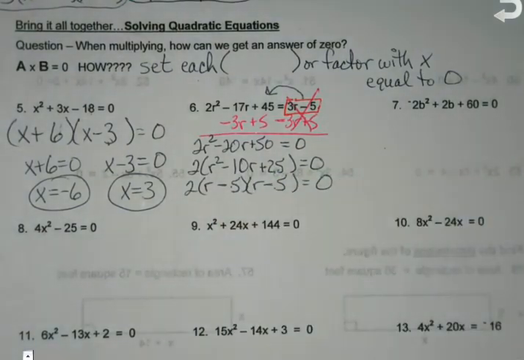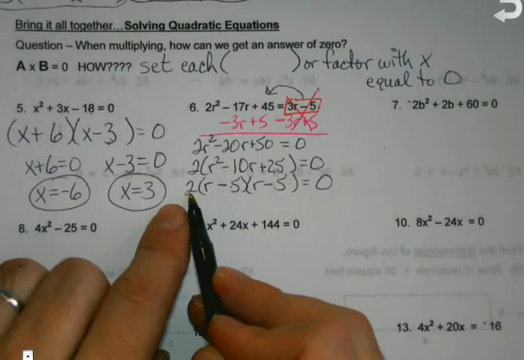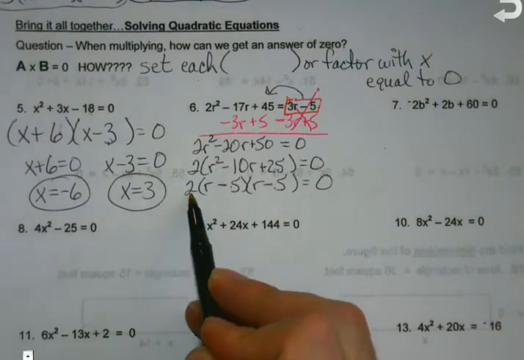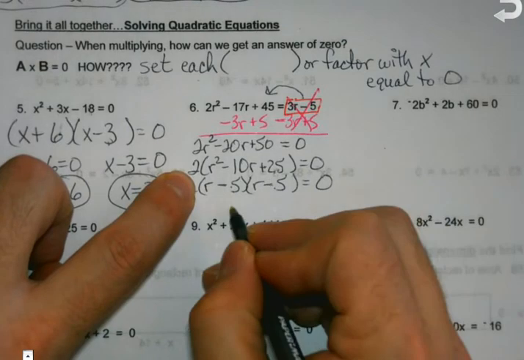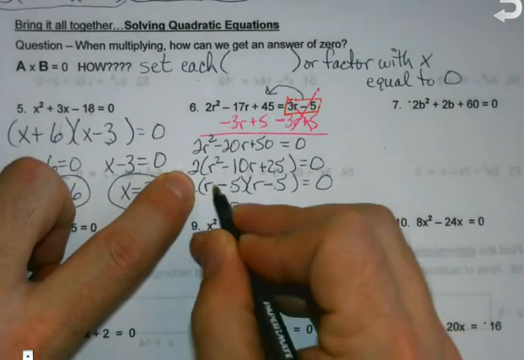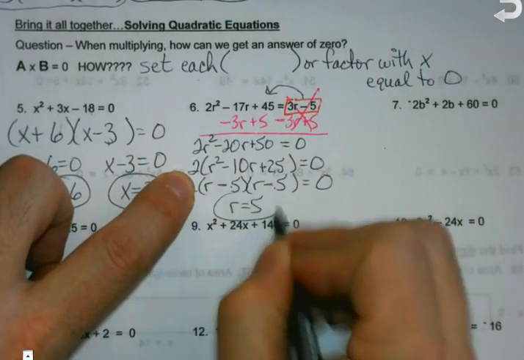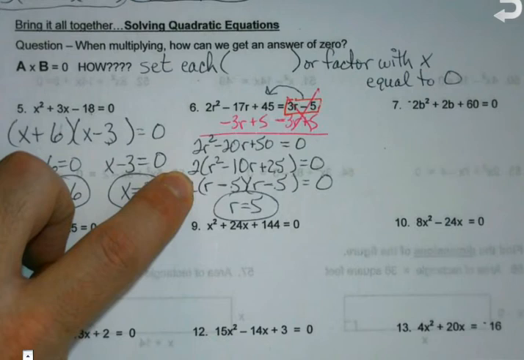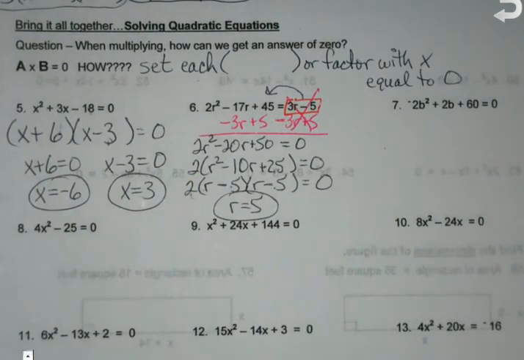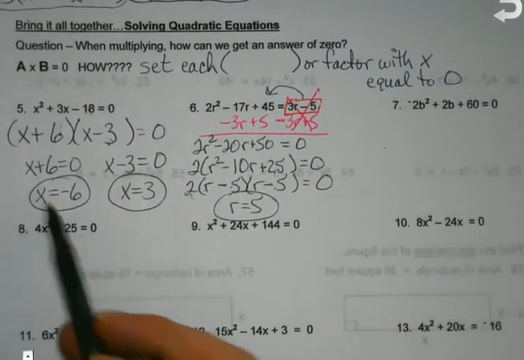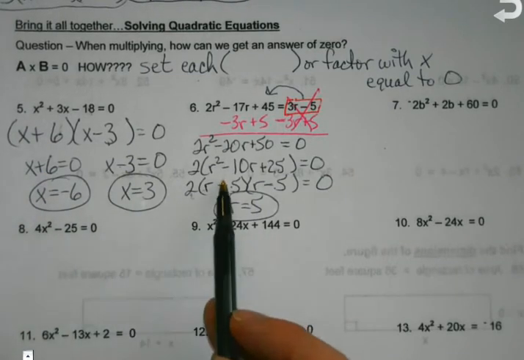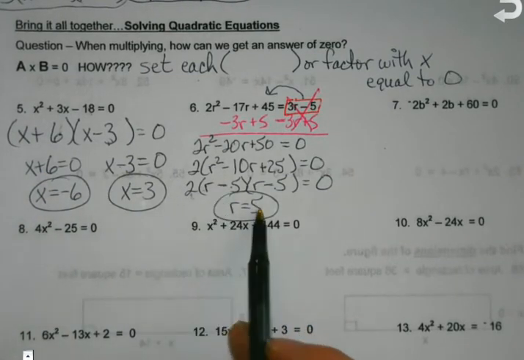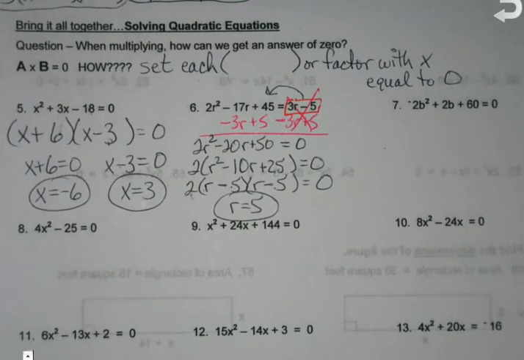When I go to set things equal to 0, this 2 that's sitting out here doesn't have a variable term with it, so we kind of ignore it. These are the ones that I'm going to pay attention to, but if I set r minus 5 equal to 0, I just end up with one answer, r equals 5. Okay, so if it's just a plain old r, basically you can just change the sign like we did over here. X minus 3 was 3, r minus 5 is 5. I get my solutions that way.